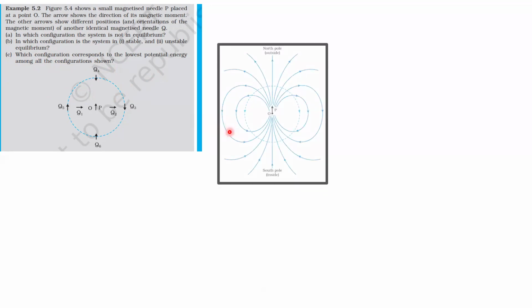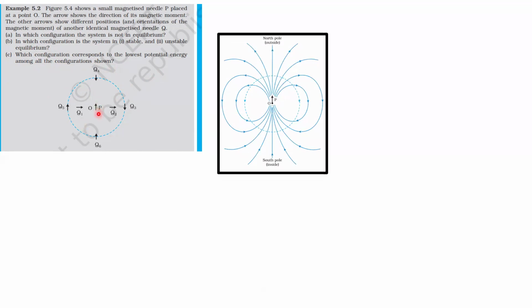Now, first part is at point O. What is this point? Magnetized needle is kept here. First, we will draw the magnetic field lines due to the magnetized needle P. That is, the magnetic field of a magnetized needle is always from north towards south, right? It goes away from north, coming towards south. This is the magnetic field lines produced due to magnetized needle P. Now we'll come to the question.